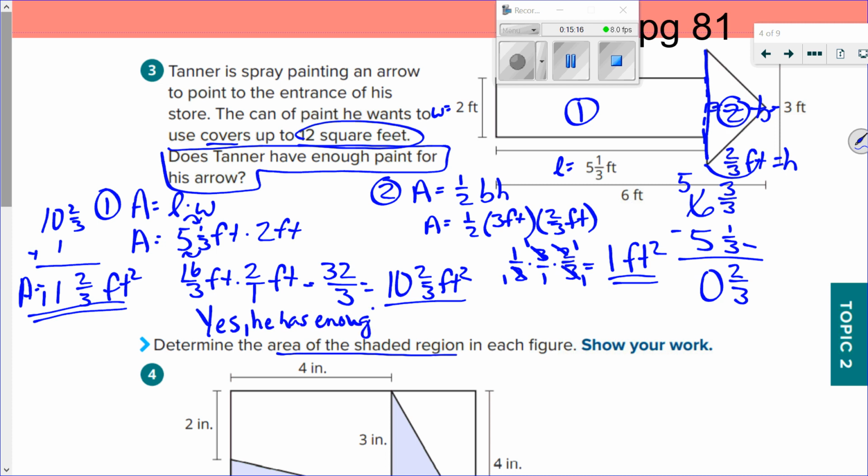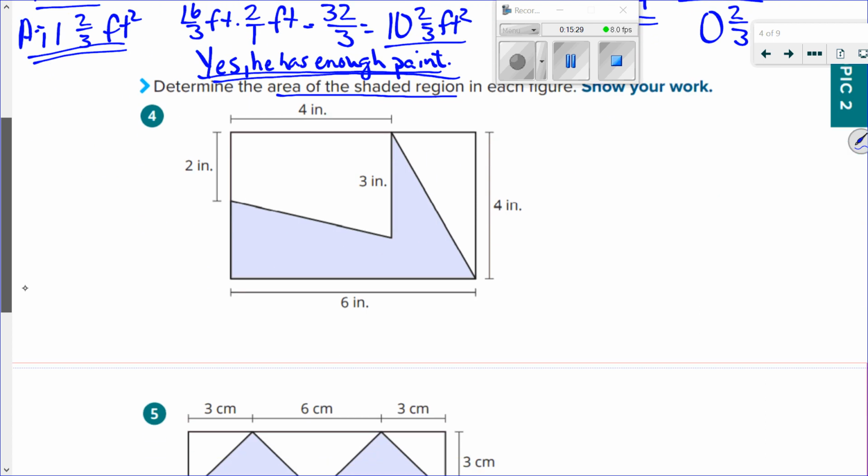So for any of you that all you did was put down the 11 2/3, you did all that work for nothing because you didn't answer the question. Okay, let's go ahead and look at the next one.